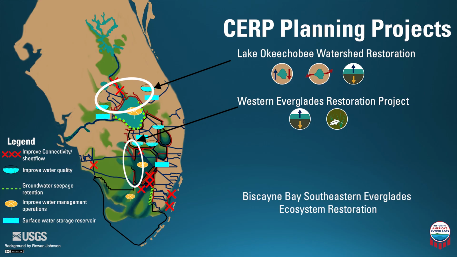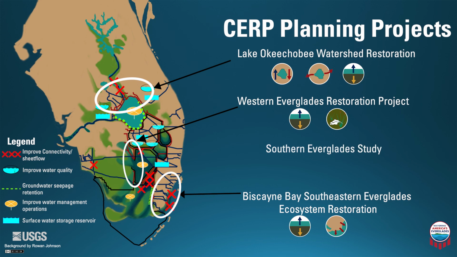Biscayne Bay Southeastern Everglades Ecosystem Restoration. This project is expected to construct water storage and seepage management features in western Miami-Dade County and redirect canal flows into the southeastern coastal wetlands and nearshore areas of Biscayne Bay. If implemented, these actions will improve water depths and flooding durations in Everglades freshwater and coastal habitats and increase freshwater flows to Biscayne Bay. Southern Everglades Project.